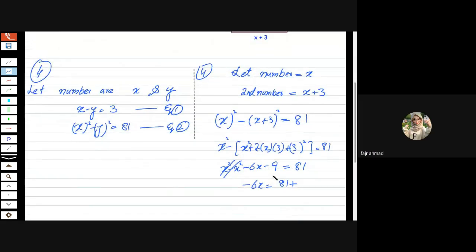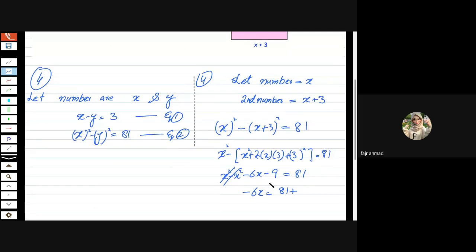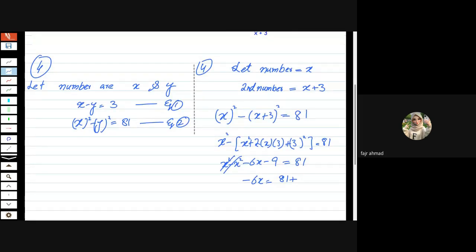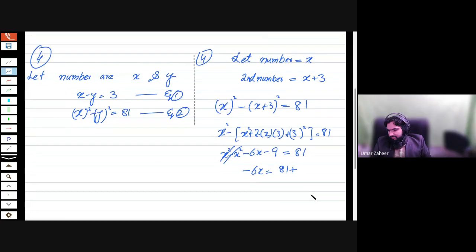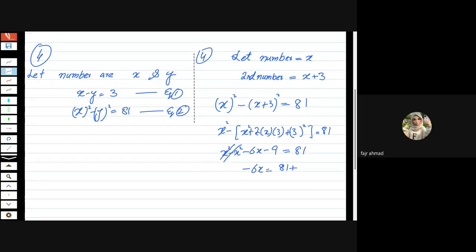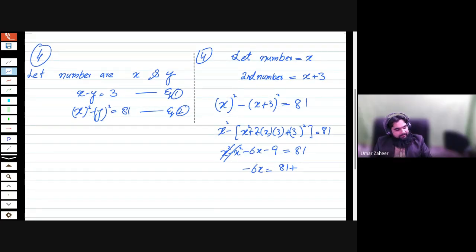Sir, outside is minus, so the x square inside will be positive, right? No, no, no. Open the bracket. This is the bigger value. Obviously, x plus 3 is going to be the bigger one, and x will be the smaller one. We have to subtract this value from this one, not from this to this.